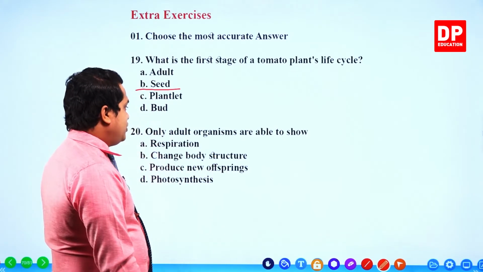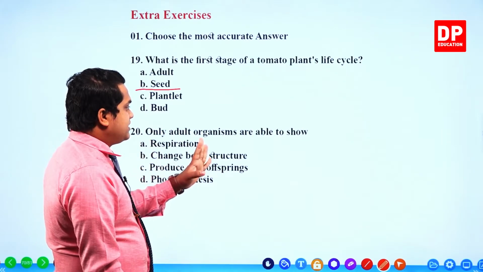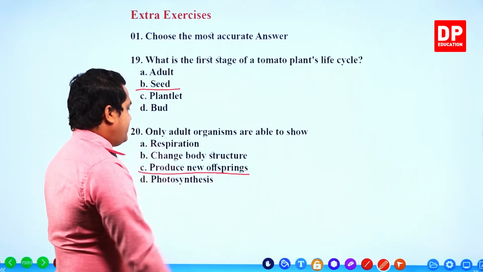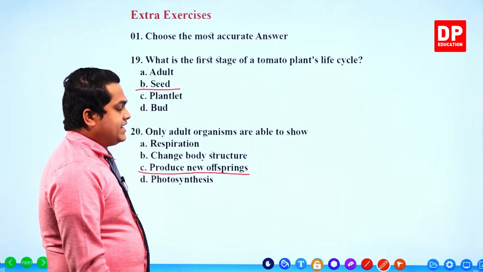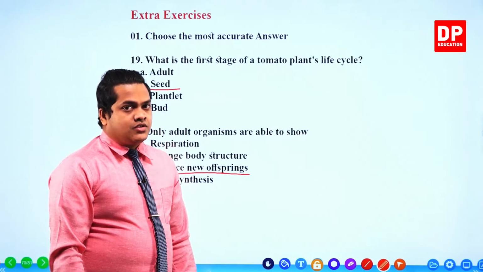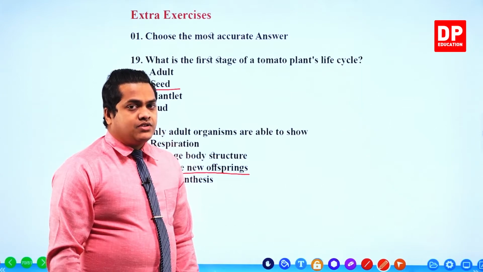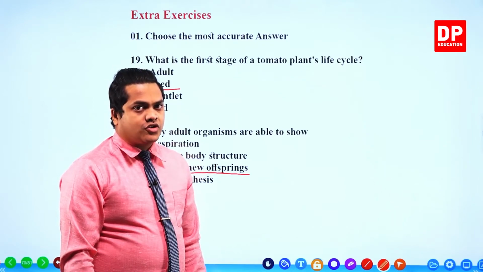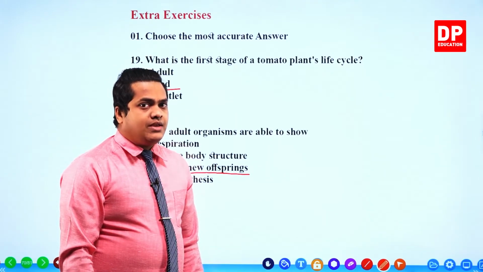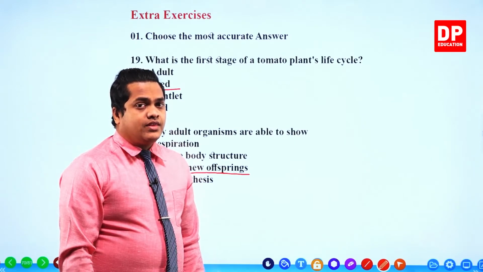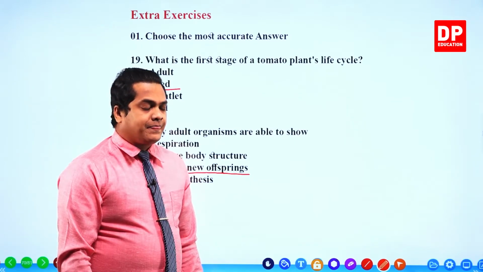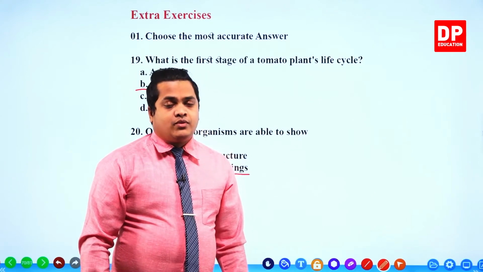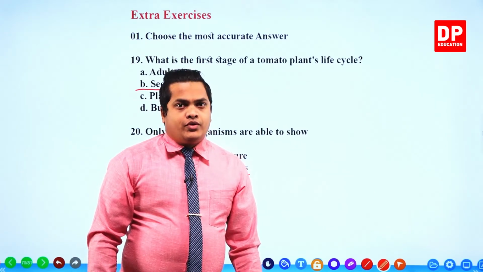So, our answer should be: only adult organisms are able to show the production of new offspring, which is called reproduction. Only adults are able to produce new offspring, also referred to as reproduction. Adults are the ones who only show the reproduction process, because they are the ones who are sexually matured in order to reproduce.